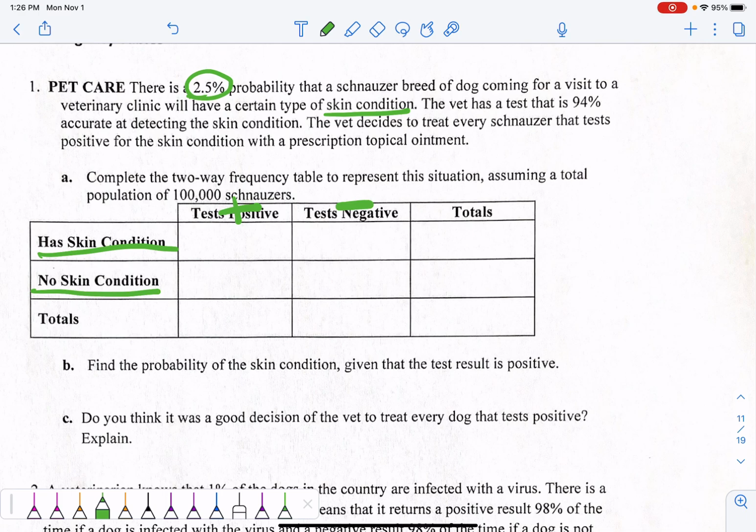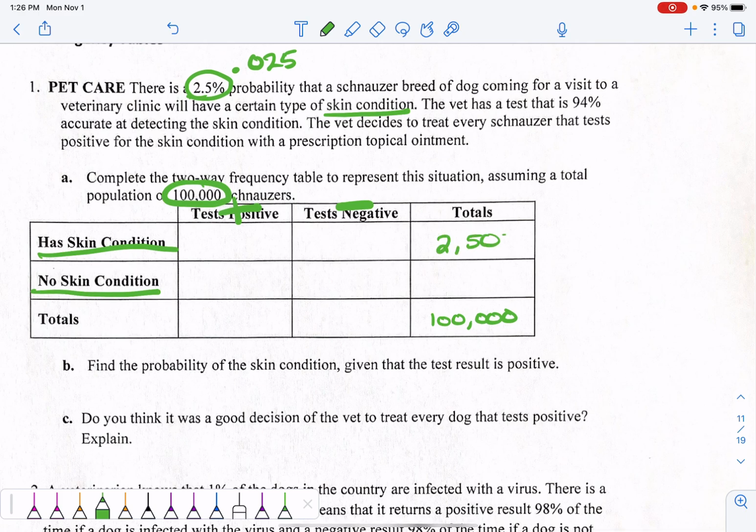I'm going to start off with 100,000 because it doesn't matter what this total number is. We just want to make it big enough that we don't have decimals. So then we're going to take 2.5% of that 100,000. That's times 0.025 as a decimal, if you want to write that down, and that is 2,500. So 2,500 have the skin condition, okay, which means that 97,500 do not have the skin condition. Okay, so that gives me my total numbers.